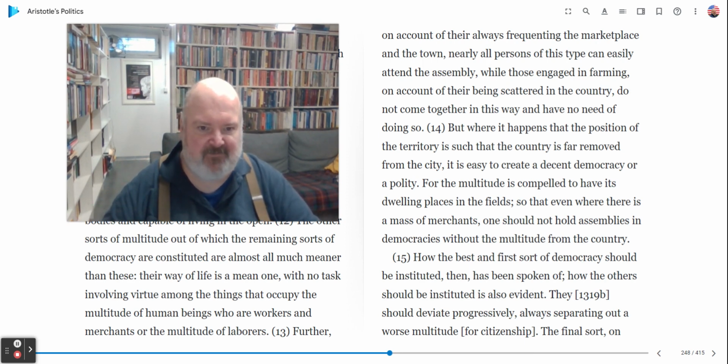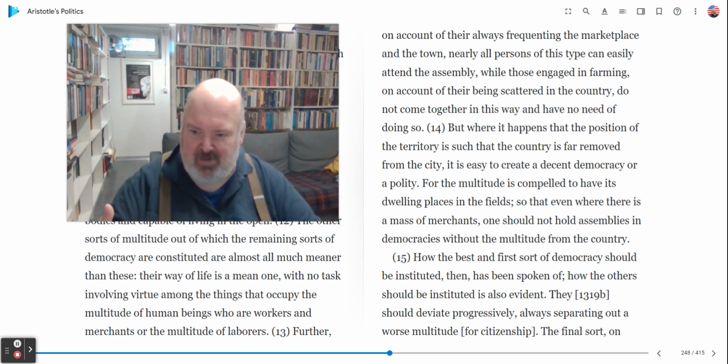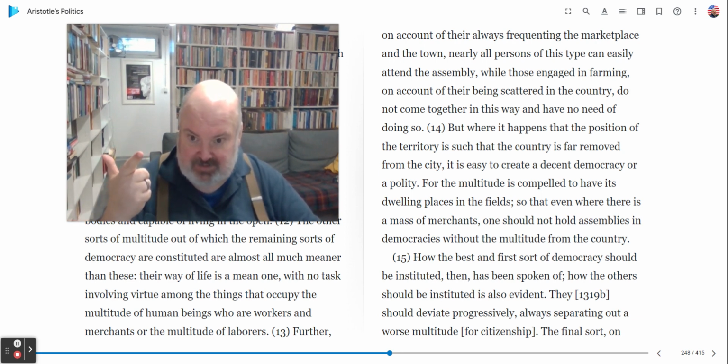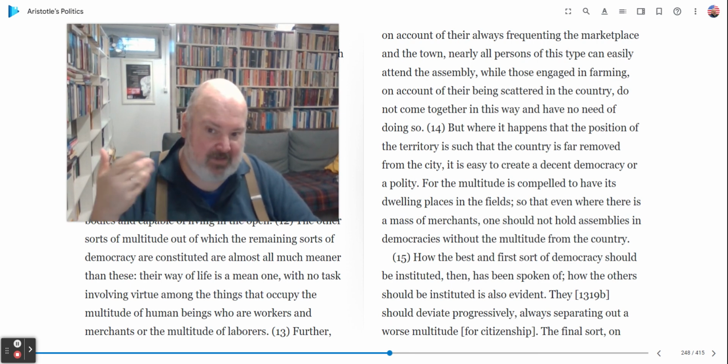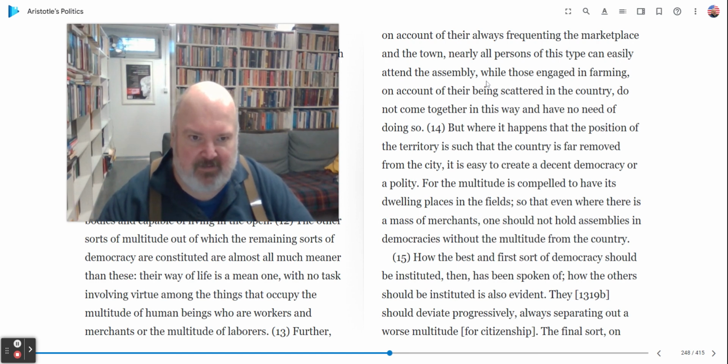While those engaged in farming, on account of their being scattered in the country, do not come together in this way and have no need of doing so. So there's something about these people: the techne, the art, the craftsmen, the merchants, those who engage in trade, and the physical laborers. The physical laborers only have their bodies. They have to go to market to sell their labor. These people are always in the marketplace and in town, so they're going to be near there. The farmers are not.